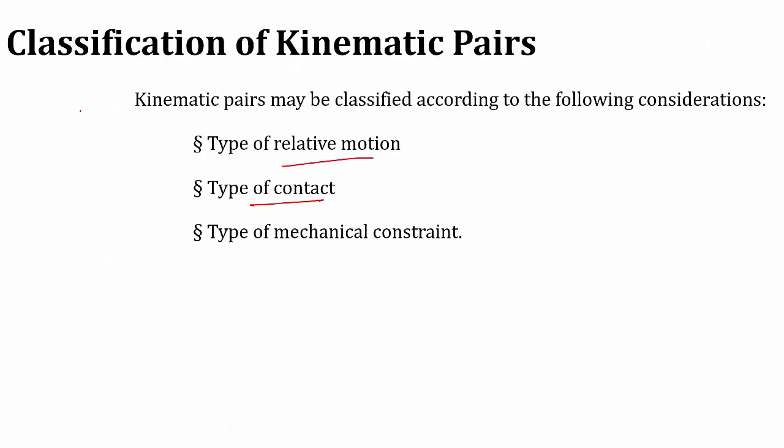So the pairs are classified based on three things. One is based on relative motion, the other is based on type of contact, and finally, it is based on mechanical constraint.